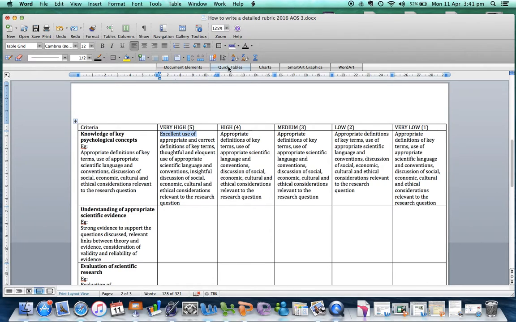Why can't I just highlight that? Where's my highlighter? Thoughtful and eloquent. Insightful.